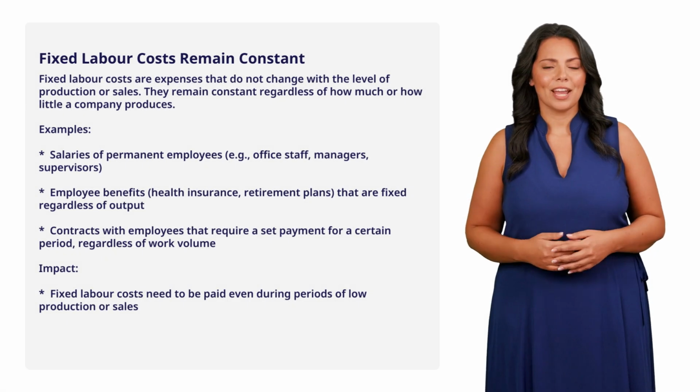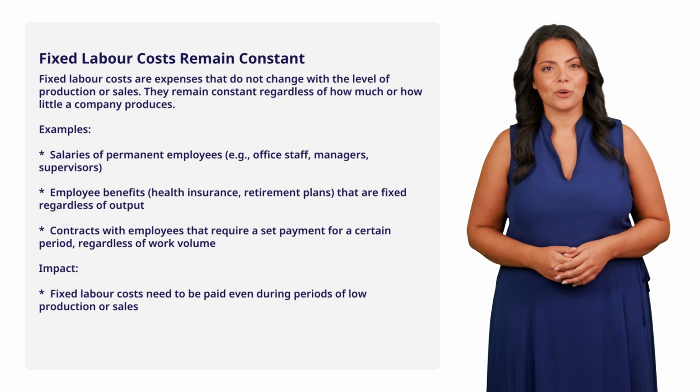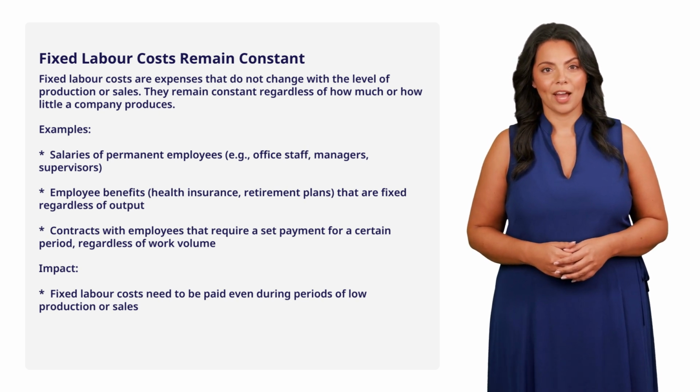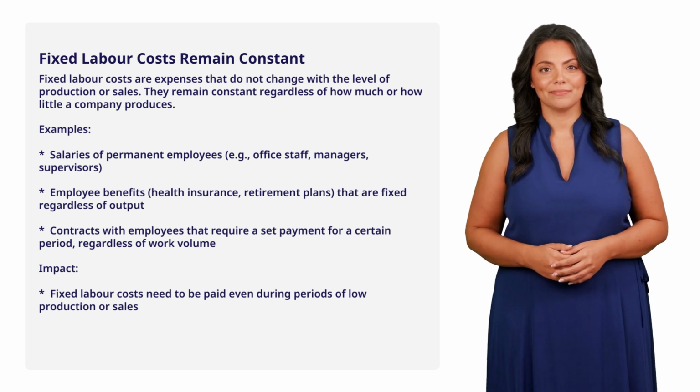Labor costs can be variable or fixed costs. Business owners need to separate the variable labor cost from the fixed labor cost. Fixed labor cost and variable labor cost are two types of labor-related expenses. Fixed labor costs are the expenses that do not change with the level of production or sales. They remain constant regardless of how much or how little a company produces.